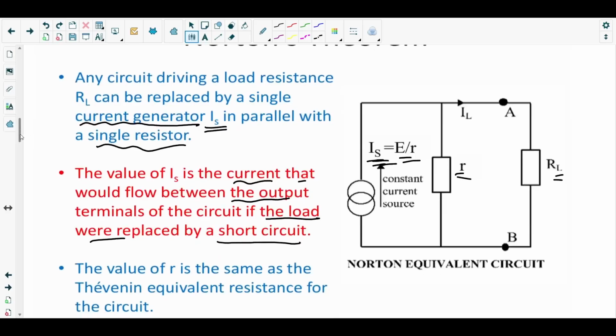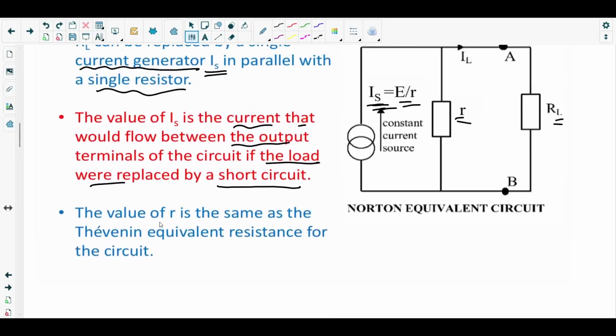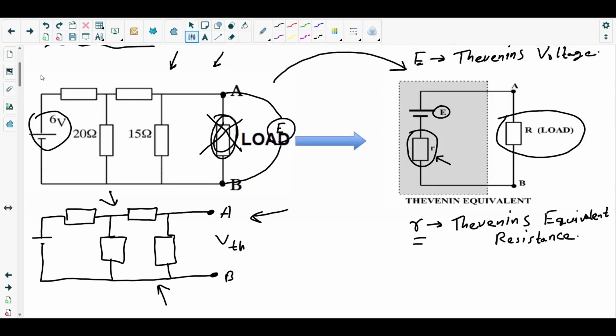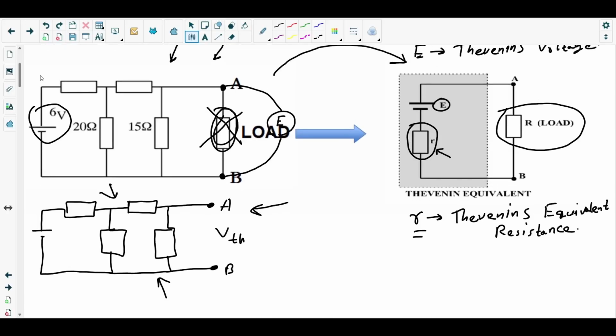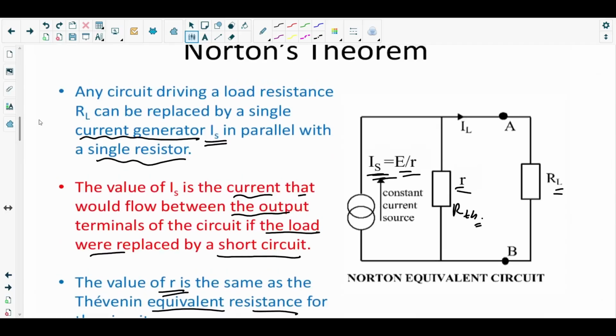I have explained Norton's theorem, why it is in parallel. You got the answer. And what does the last point say? The value of R, the internal resistance, is the same as the Thevenin's equivalent resistance for the circuit. It's the same. This is RTH. Okay? So the most important thing is to understand the Thevenin's equivalent circuit. If you can understand it, then you can easily convert the Thevenin's equivalent circuit to the Norton's, just connecting the load resistor and the internal resistance in parallel with the current source and finding the current using this formula. That's it. Okay?